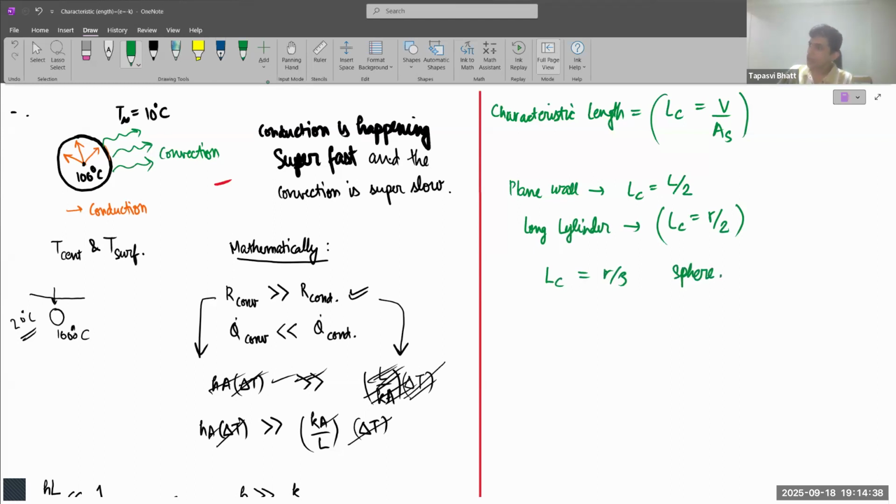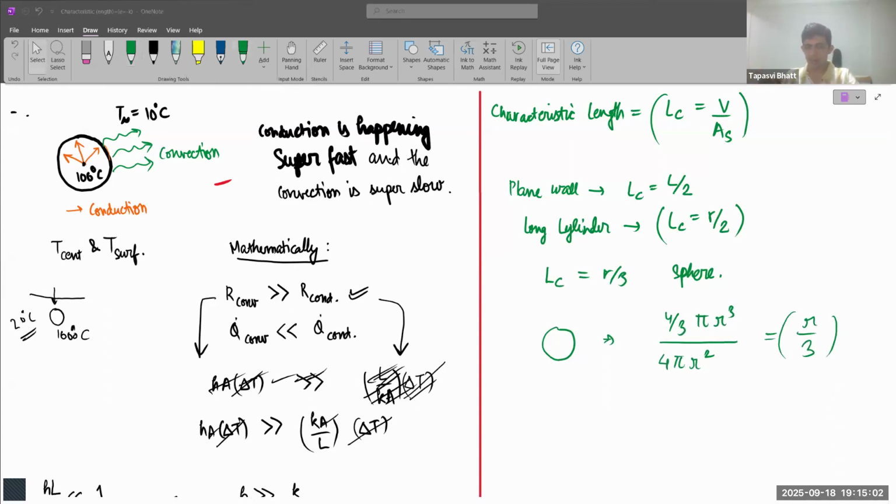For example, for a sphere, what is the volume? The volume is, if I'm not making a mistake, 4 by 3 pi r cube. And what is the surface area? It is 4 pi r square, right? So, which is r over 3. This is how you calculate the characteristic length. There are a few examples which I see in the lecture slides.